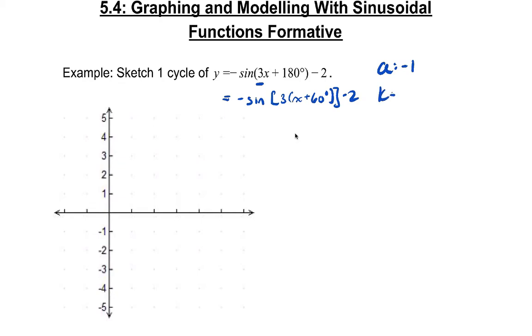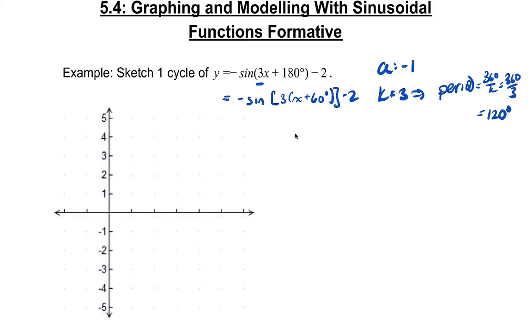Our K value here is 3. From that, we can get our period. Our period for the equation is 360 divided by K. So in this case, it's 360 divided by 3. So our period is actually 120 degrees.